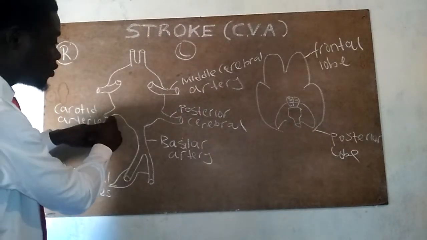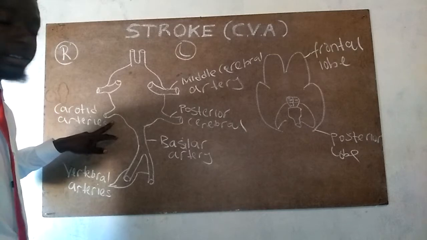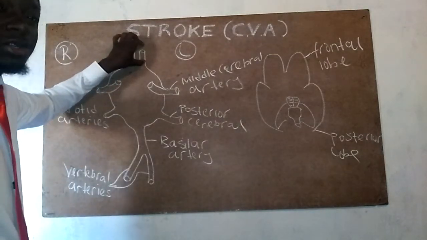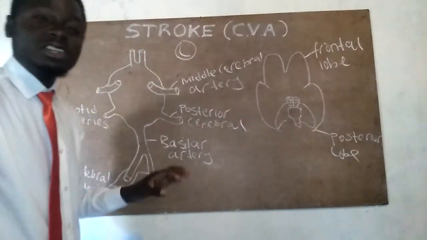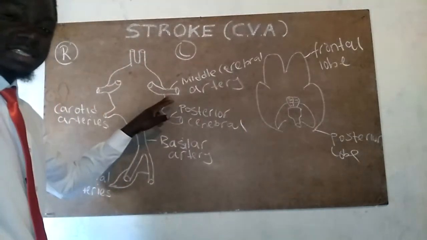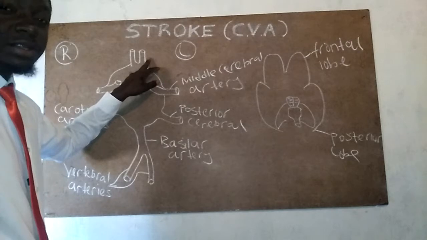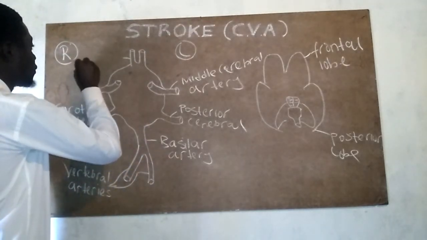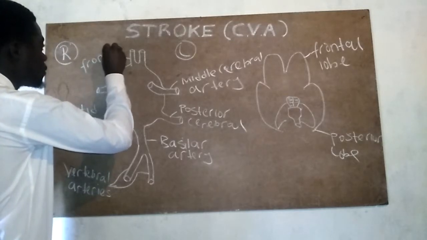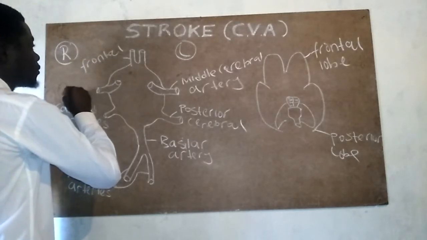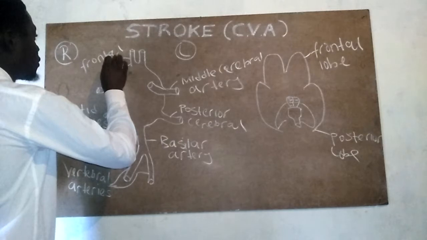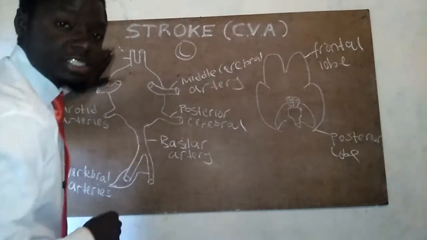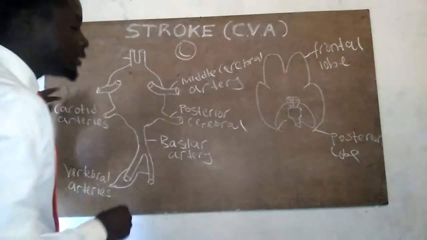This one, of course, is also the posterior cerebral artery, and the middle cerebral artery. This is the anterior cerebral artery, which supplies the frontal part of the brain. This one supplies the middle part of the brain. This one supplies the frontal part of the brain, the anterior cerebral artery.